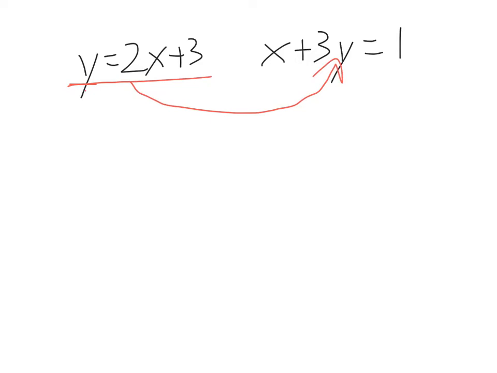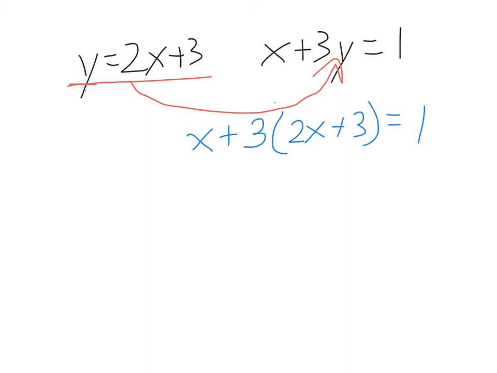And that's going to give me x plus 3 times what y is. Well, y is 2x plus 3. And that's going to equal 1. So now I have an equation that nicely has one variable. So now I'm going to solve for that one variable.